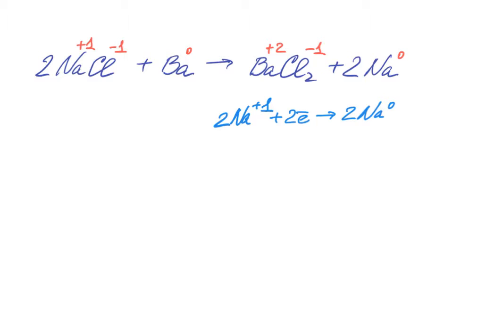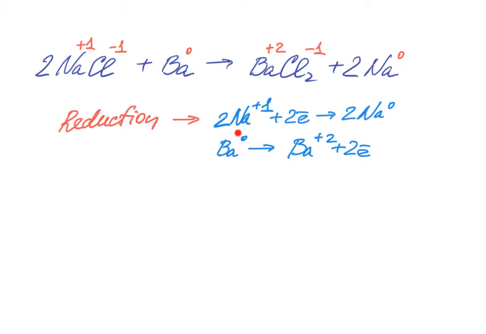Where are those 2 electrons coming from? Those electrons are coming from barium. Our barium used to be an atom, but it decided to become an ion. It lost a couple of electrons, which were very nicely picked up by sodium. So sodium has been reduced. Its oxidation state went down due to the fact that it accepted negatively charged electrons. And barium has been oxidized. Its oxidation state went up because it lost electrons, and oxidation state increased.